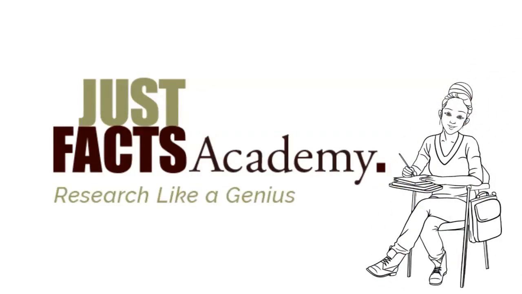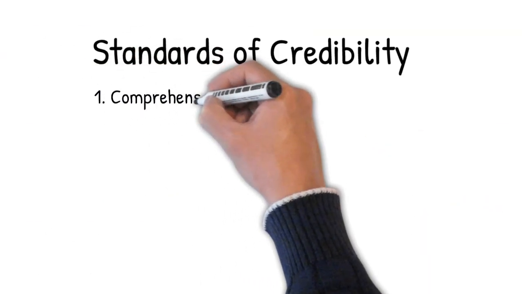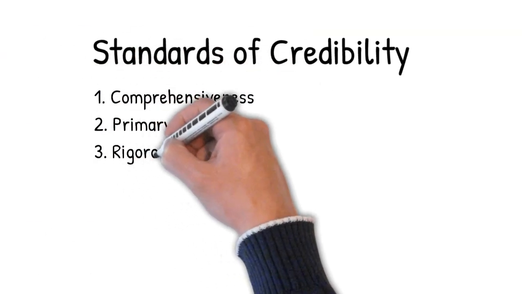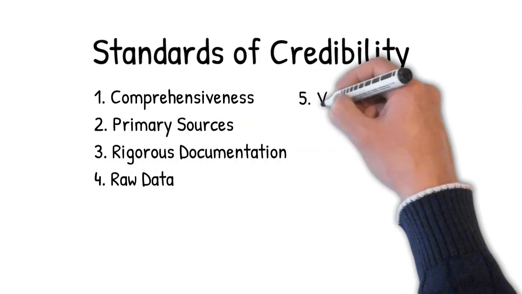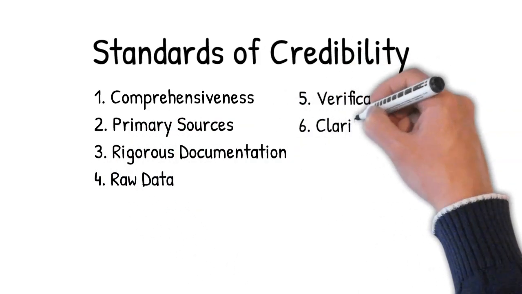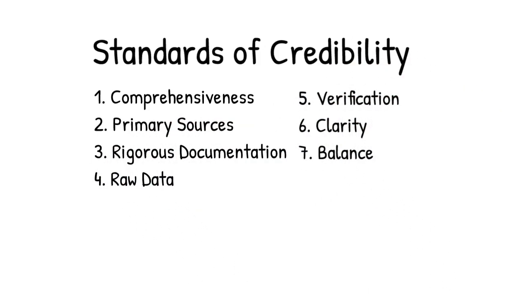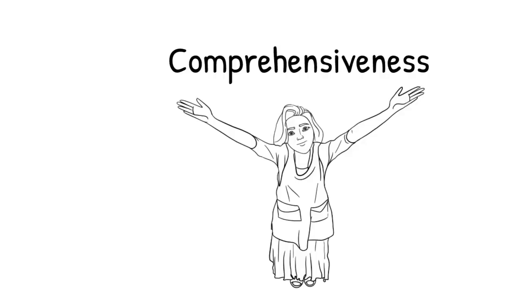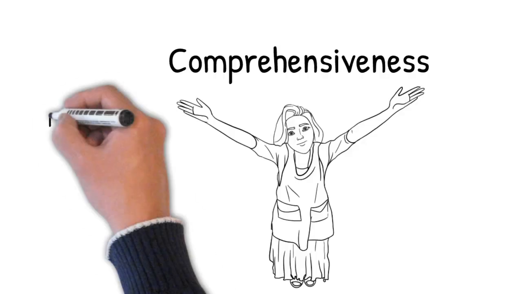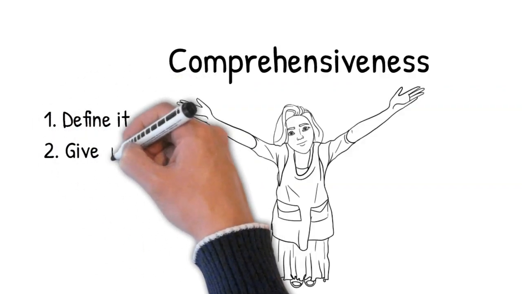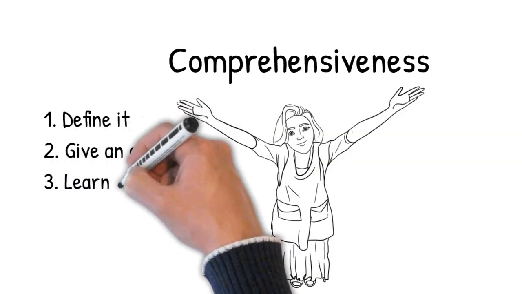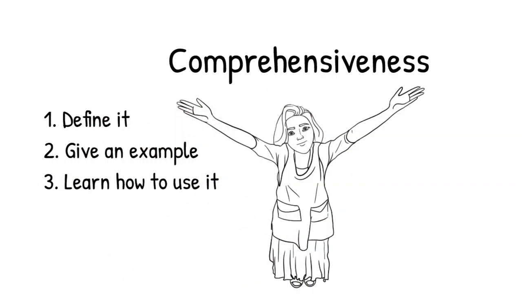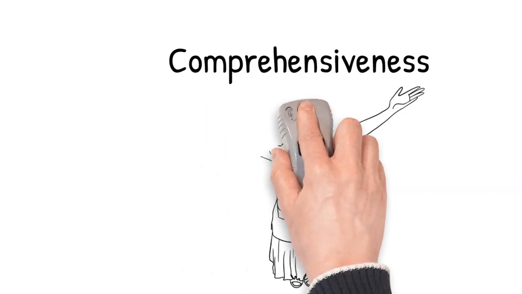In this video series, we show you how to become a skilled researcher by using our standards of credibility, a simple but extremely effective system for conducting quality research. In today's lesson, we discuss the first standard, comprehensiveness. It's a bit of a mouthful, but it's incredibly important and unfortunately often overlooked. So let's focus in, define this standard, examine a real-world example of why it's so important, and learn how to use it in our own research.